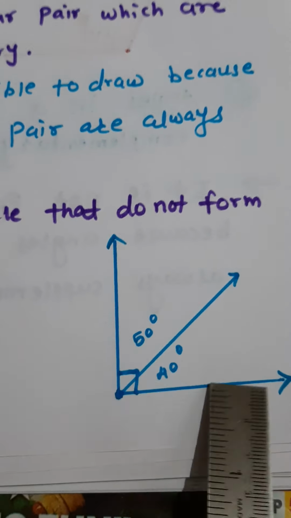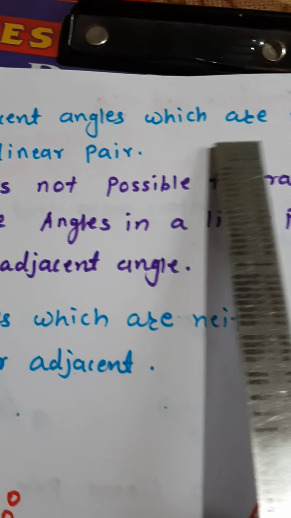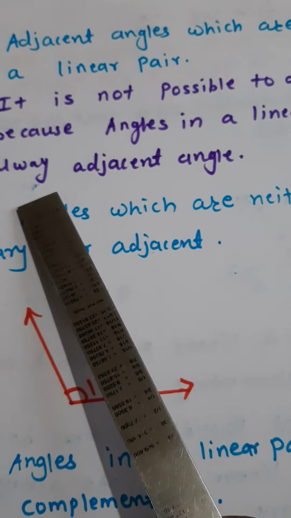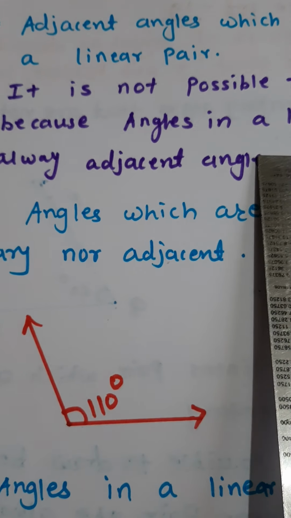Adjacent angles which are not in a linear pair. Now we know that a linear pair is always adjacent angles, because there is a common vertex, a common arm, and the interiors are different. So it is also not possible. Adjacent angles which are not a linear pair, it is not possible to draw such a figure, because angles in a linear pair are always adjacent angles.